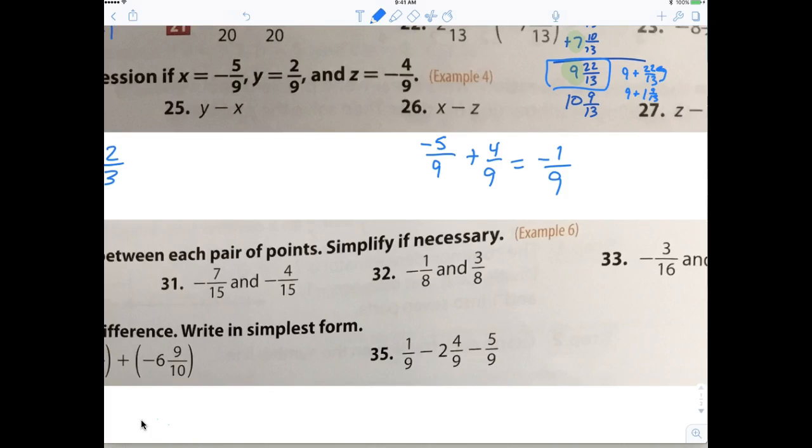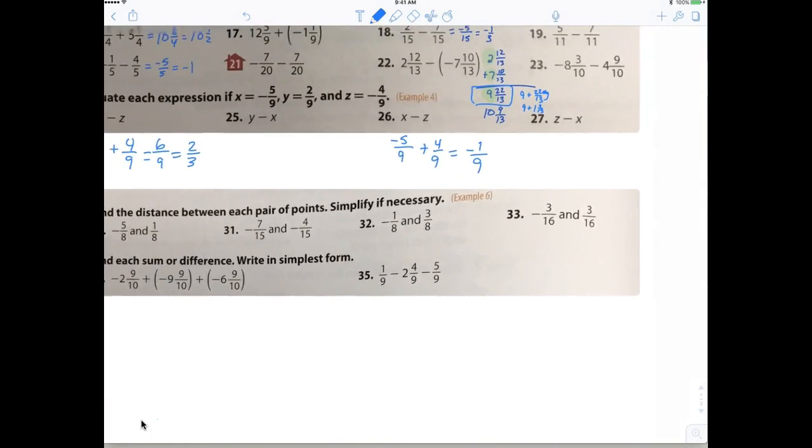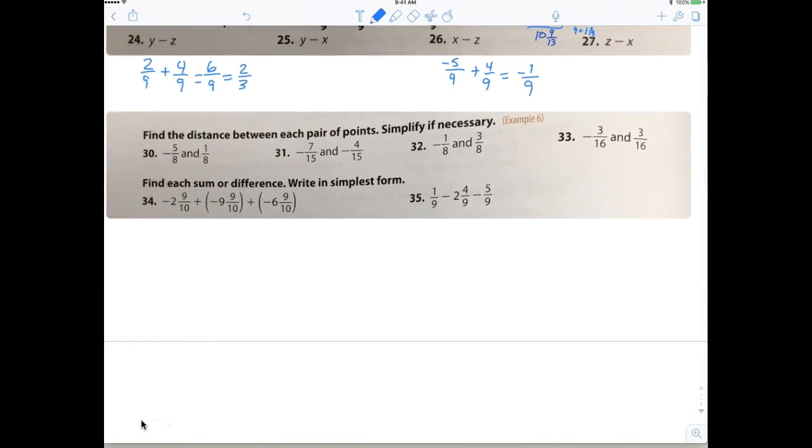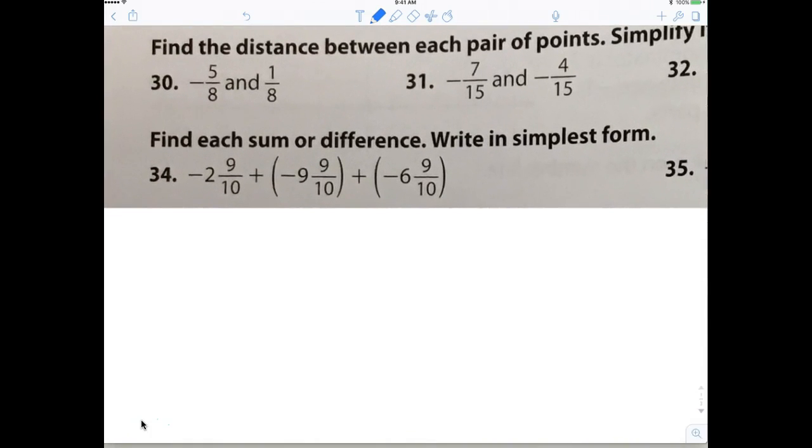Anybody having an issue? All right, here we go. Now the fun problems. We're on 30. I want to know what's the distance from -5/8 to 1/8. Who can tell me what the distance from -5/8 to 1/8 is? Tell me. What number are we on? 30. Don't look at your answer. Just listen to me now, because I'm trying to see your thinking.